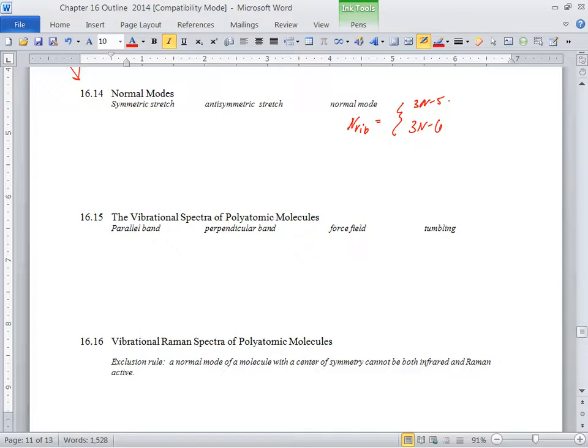3N minus 5 for what type of molecule? 3N minus 6 for what type of molecule? Do you remember this, my instrumental people? One was for linear, one was for nonlinear. So let's write linear on both. Which one was nonlinear?